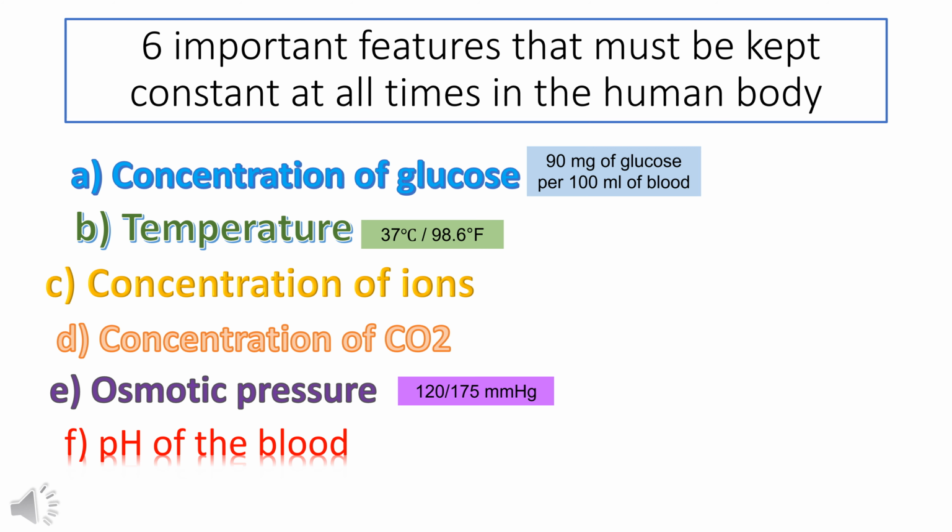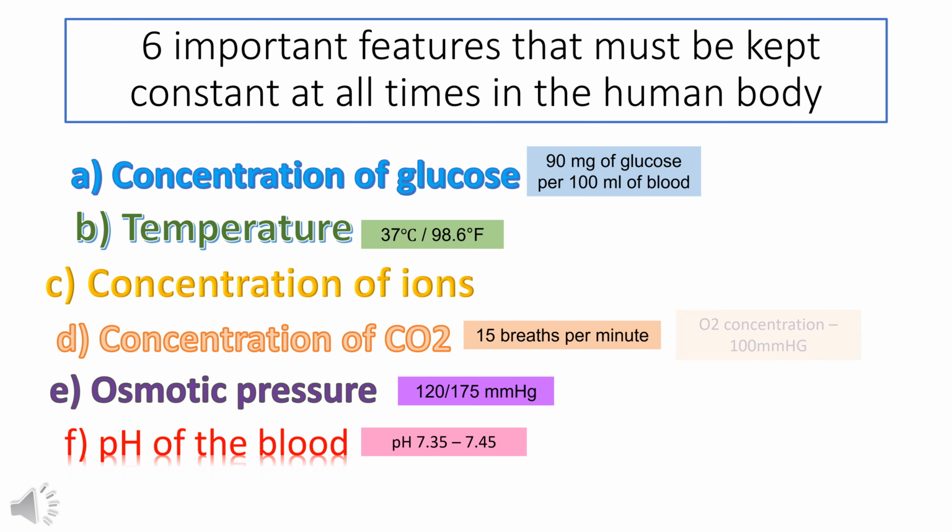The breathing rate should be at 15 breaths per minute, and the pH must be kept at 7.35 to 7.45 because anything lower is acidosis and anything higher is alkalosis. Last but not least, oxygen level in the blood should be at 100 millimeter mercury.